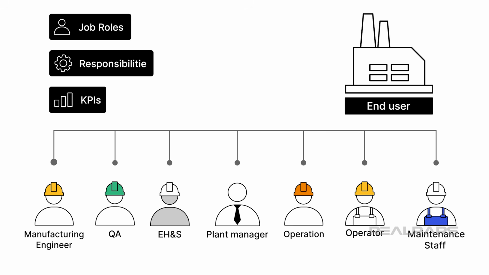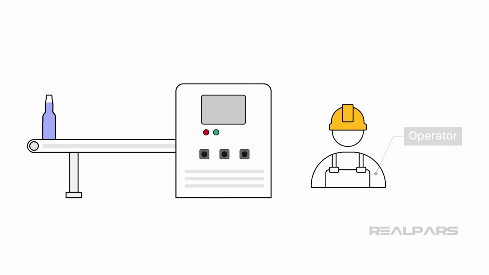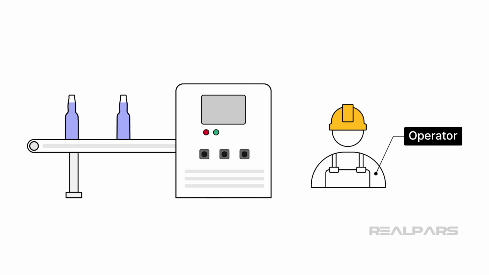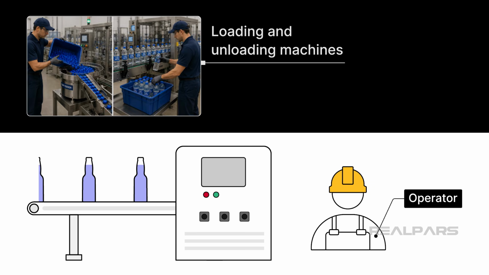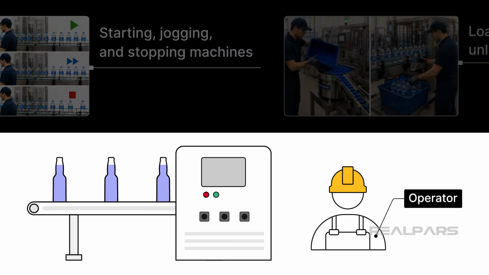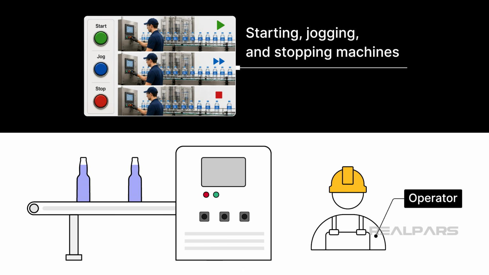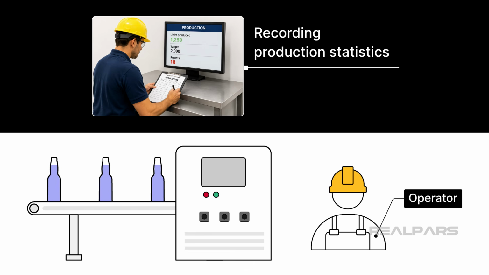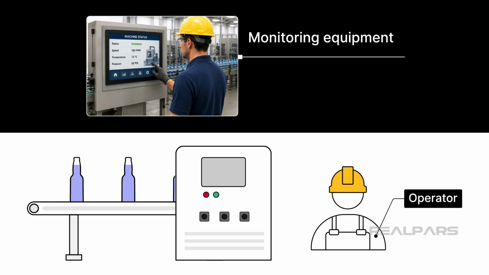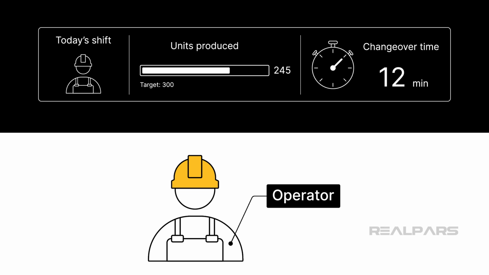Let's look at one of the most common roles found at end-user factories and plants: the operator. Operators run the machines and complete production tasks during normal operation. Their day-to-day work includes staging materials, loading and unloading machines, starting, jogging, and stopping machines, recording production statistics, and monitoring equipment. Operator performance is typically measured on units produced per shift and line changeover times.